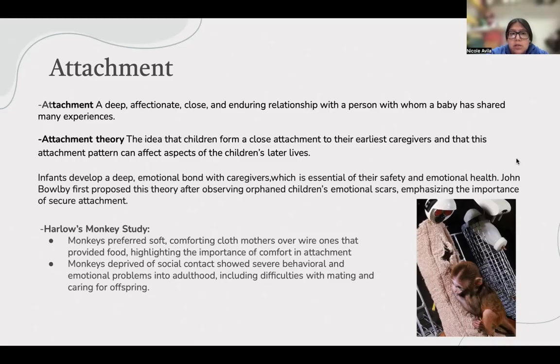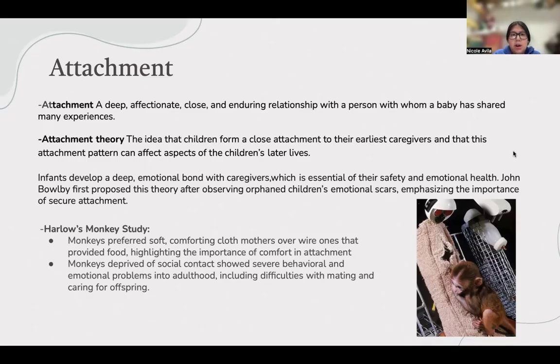There are different types of attachment, secure and insecure attachments, which we'll be talking about later on in the presentation. John Bowlby first proposed this theory after observing orphanage children's emotional scarring, emphasizing the importance of secure attachment.